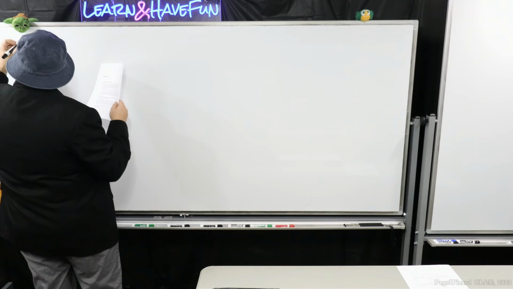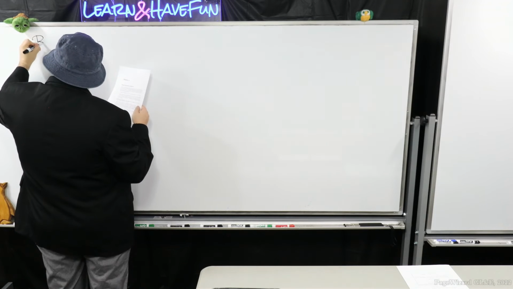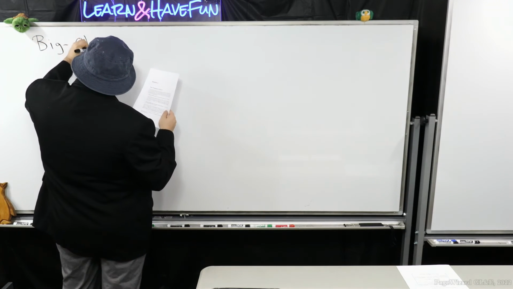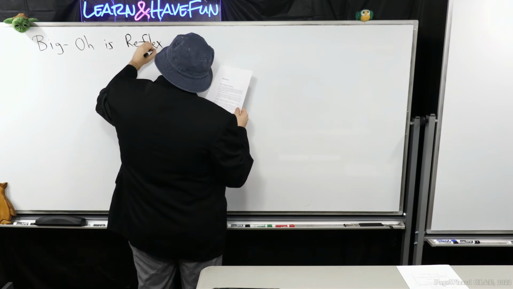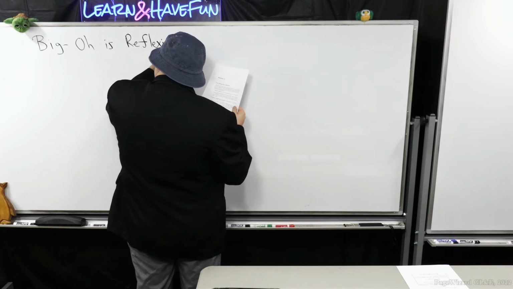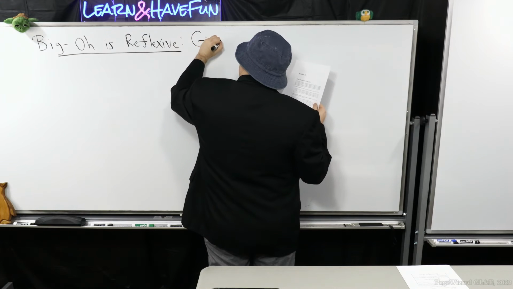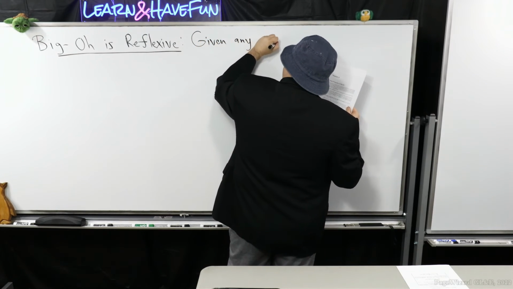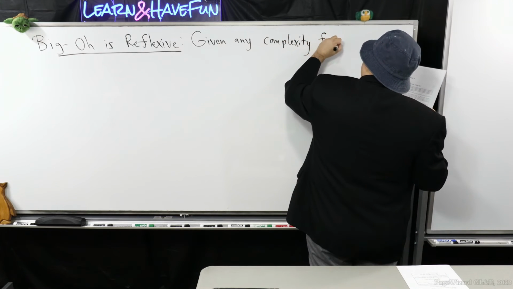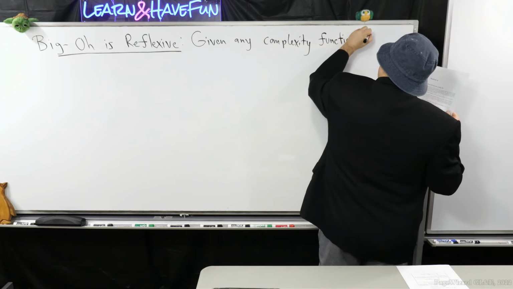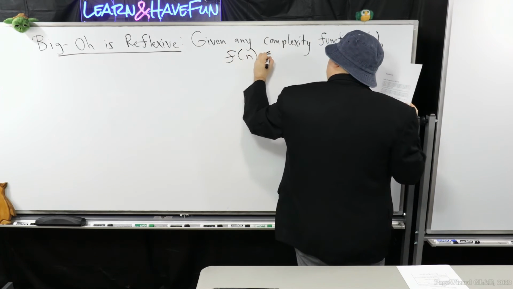So here's the first claim. What I'm going to first talk about is that big O is reflexive. So it has what we call the reflexive property. Now you may not have ever heard of this term reflexive before. Here's what it means. Given any complexity function f, you could say the following: you could say that f is big O of f.